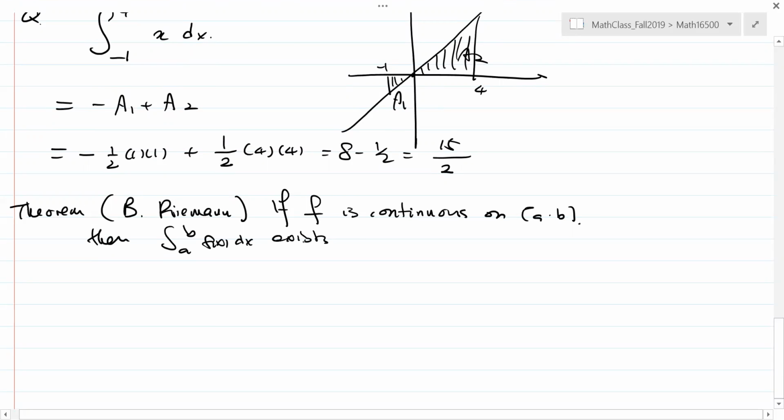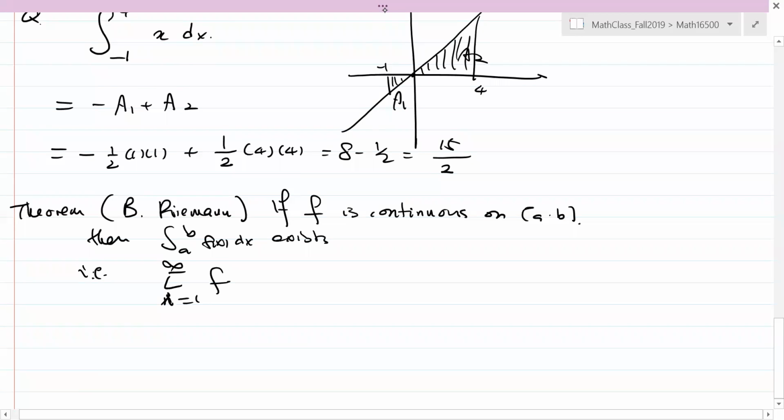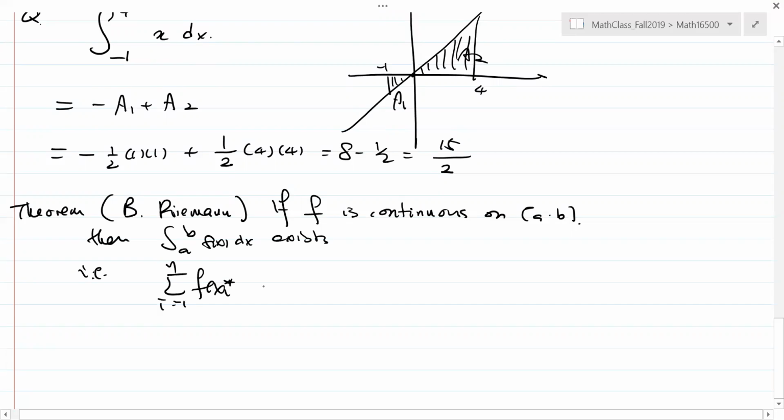And it has a finite limit. I.e., those Riemann sums, as n grows, have a finite limit, converging to a finite number.